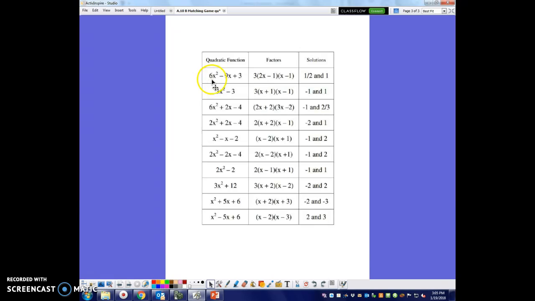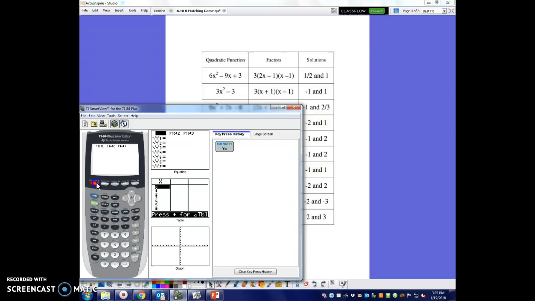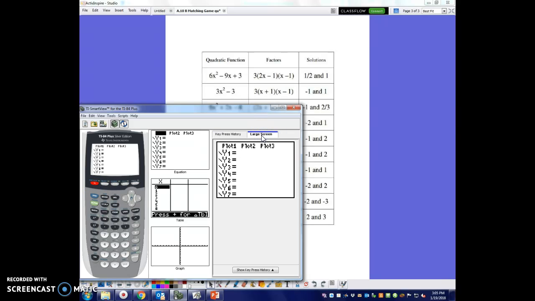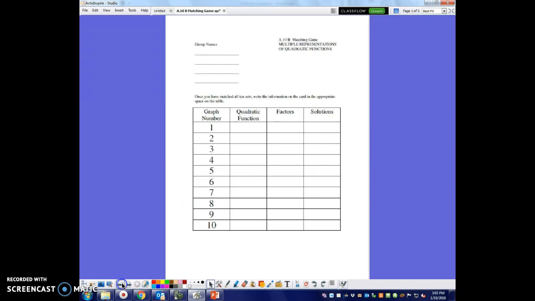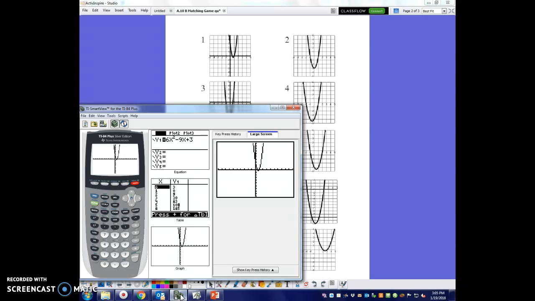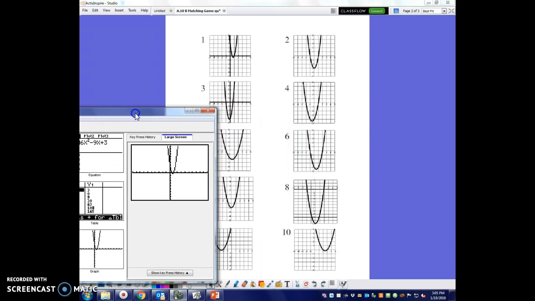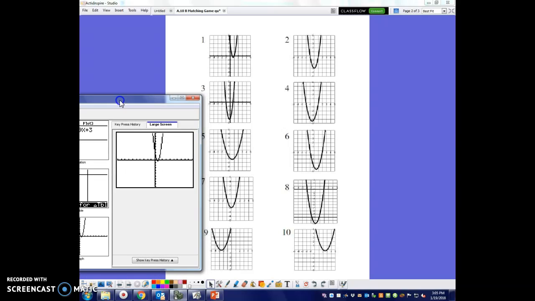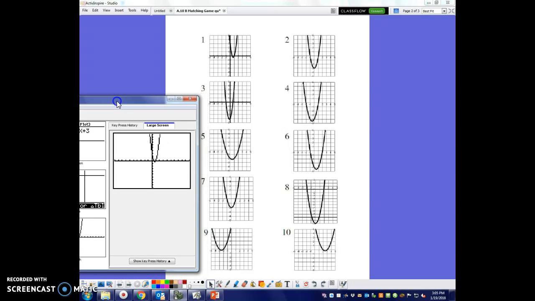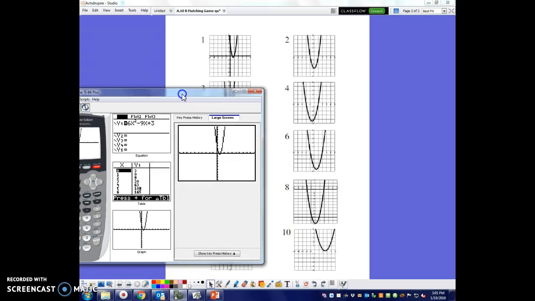I suggest putting this into y equals. So you put that into y equals. You have 6x squared minus 9x plus 3. Okay, and graph it. We want to find the graph that matches this. So you go to your graphs, one that looks just like this one. It's looking like number 1. That's what it's looking like. Okay, so I would say number 1.